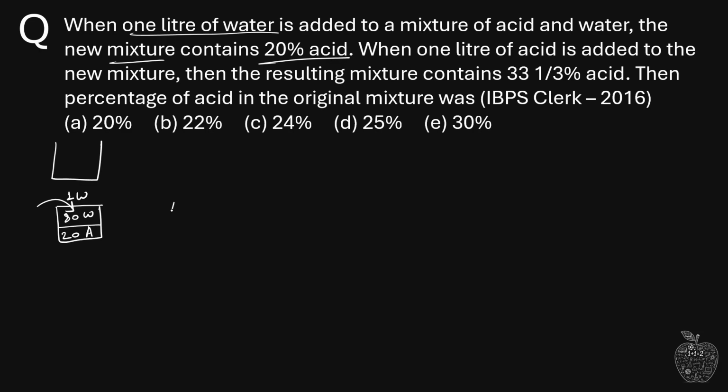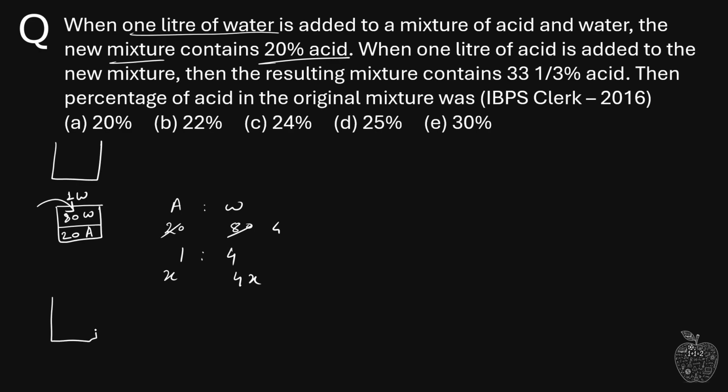So the ratio of acid to water that I get here is, acid is 20%, water is 80%, so the ratio is 1:4. So let's say 1x acid is there and 4x water is there, right? When 1 liter of acid is added to the new mixture, the resultant mixture contains 33 1/3% acid.